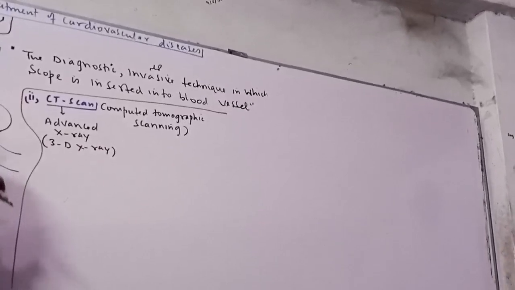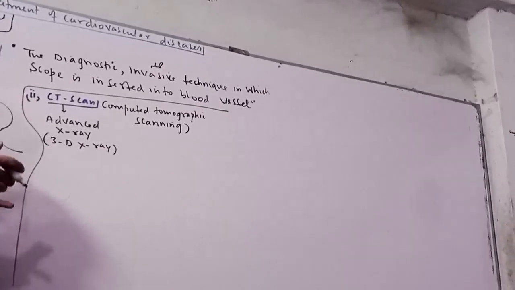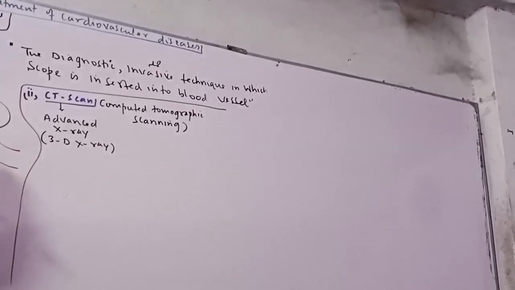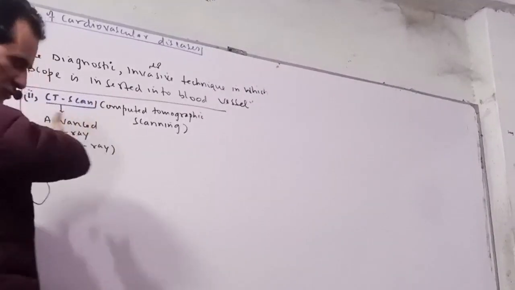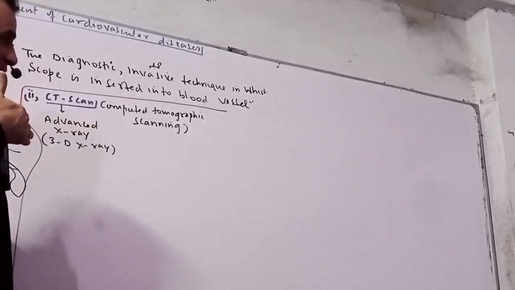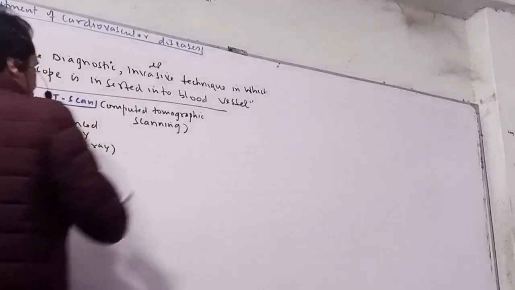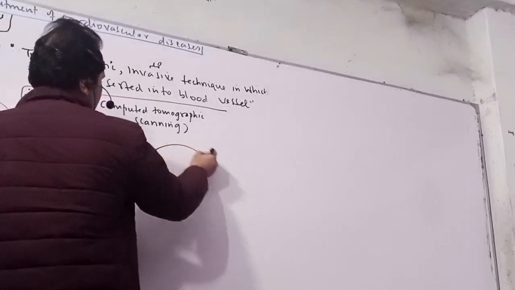X-ray bombardment is done on the body, and the behavior follows. What is a normal X-ray? A 2D, two-dimensional image. But the CT scan is a machine which has a gantry chamber in it.